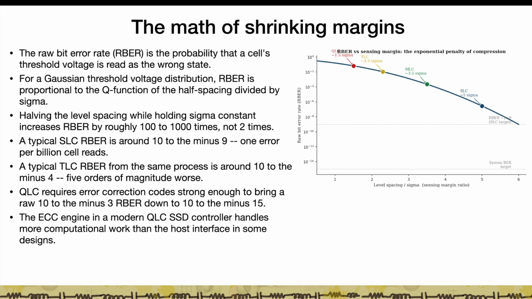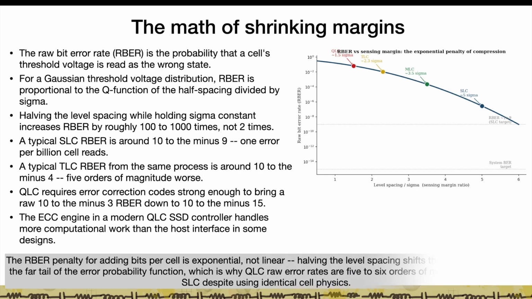A 1 terabyte QLC drive contains roughly 8 trillion bits. With a 1 in 1000 raw error rate, you'd have 8 billion raw errors across the drive from the first read. Every read, you'd be reading 8 billion corrupted bits every time you access the drive. And yet, QLC drives ship, work, and carry 5-year warranties. The entire explanation for how that's possible is the error correction system in the controller, which we'll get to.